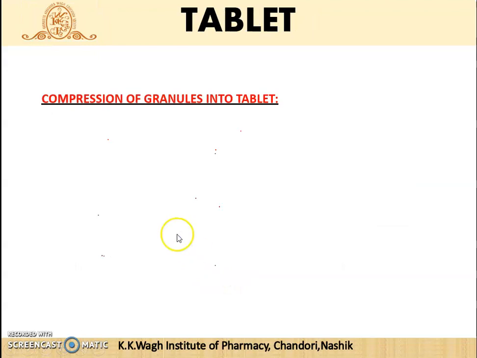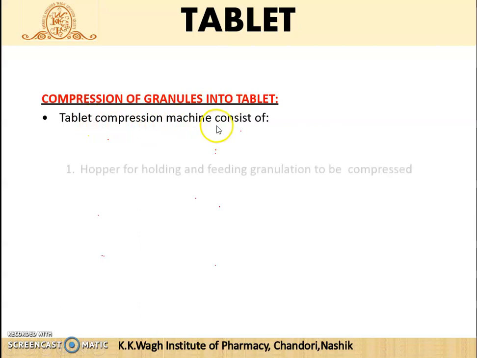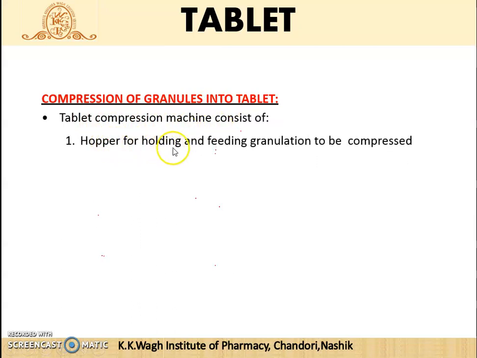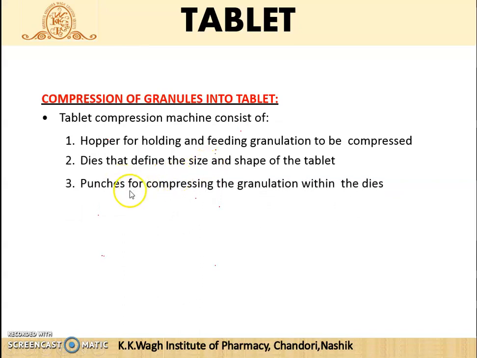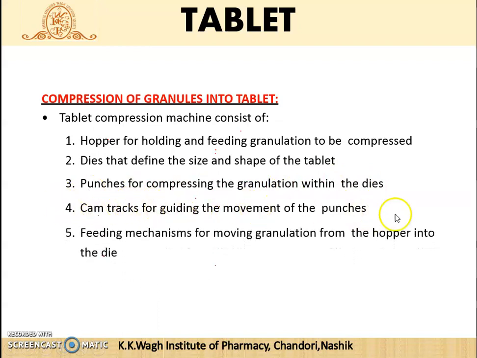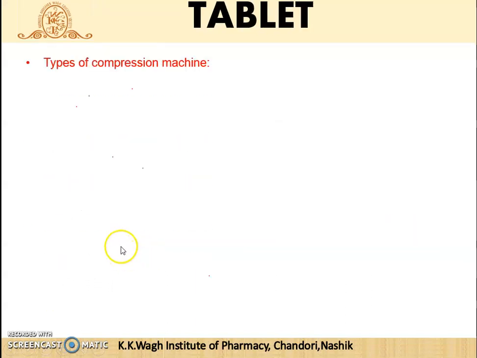Then next one is the compression of the granules into the tablets. Tablet compression machine consists of a hopper for holding and feeding the granulation. Then second, die that defines the size and shape of the tablet. Then punches for the compression of the granulation within the dies. Then cam tracks for guiding the movement of the punches. Then second last, feeding mechanism for moving the granulation from the hopper into the die. And last one is the tablet ejector.